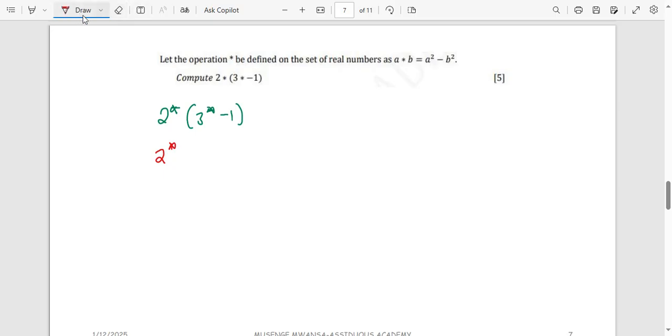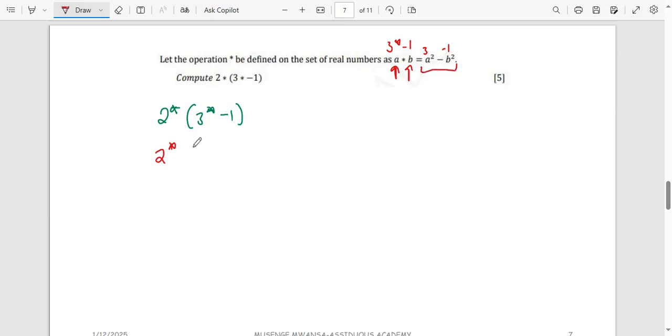In the brackets, we have 3 star negative 1. The meaning of this is that where there is a, we are putting a 3, and where there is b, we are putting a negative 1. So same here, we'll put a 3, and here we'll put a negative 1. At every point, remember a star b means a squared minus b squared.